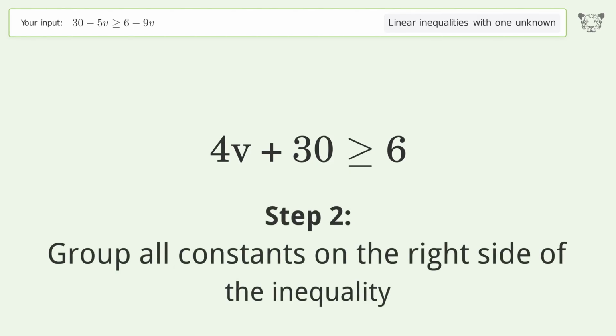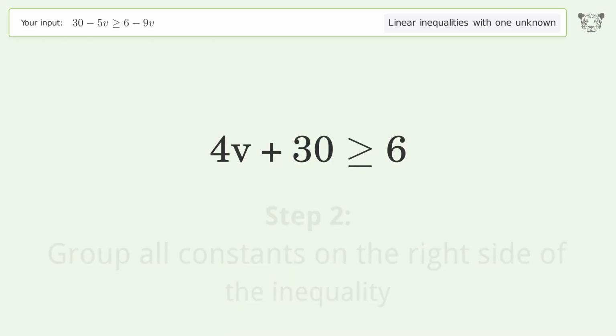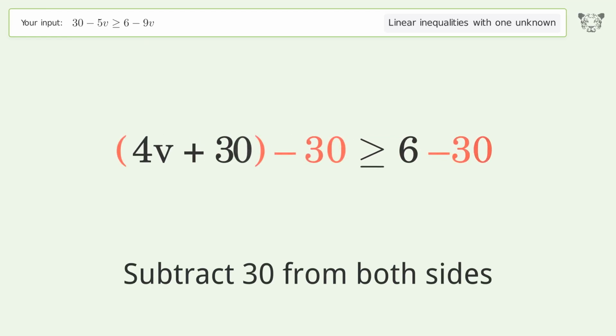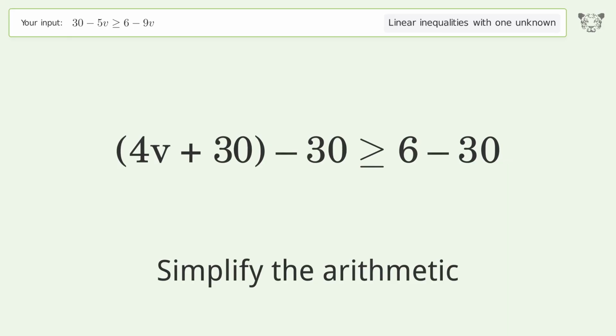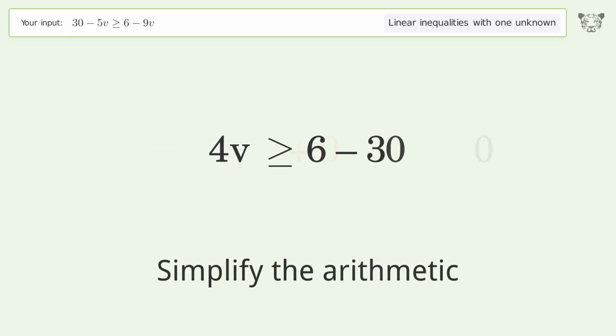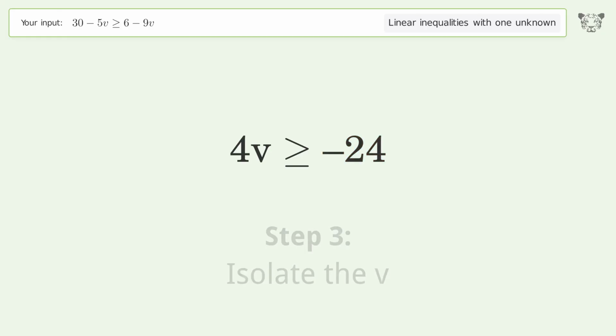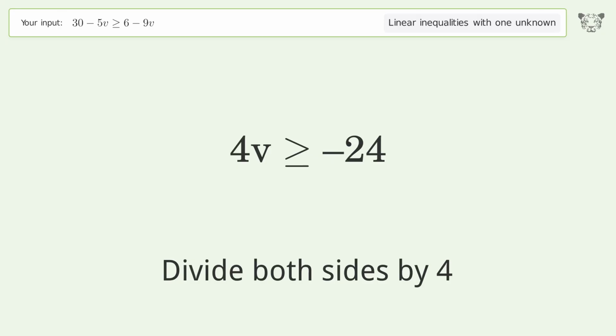Group all constants on the right side of the inequality. Subtract 30 from both sides. Simplify the arithmetic. Isolate the v. Divide both sides by 4.